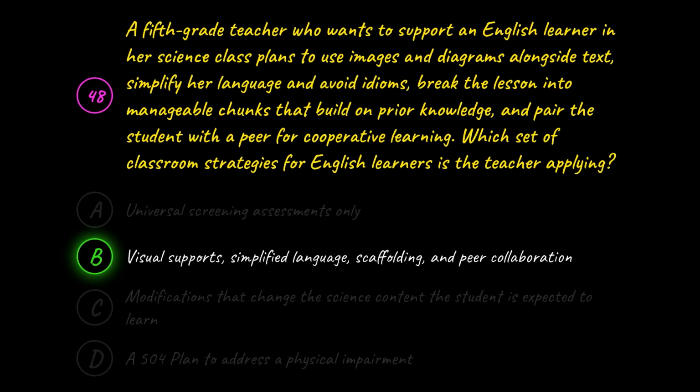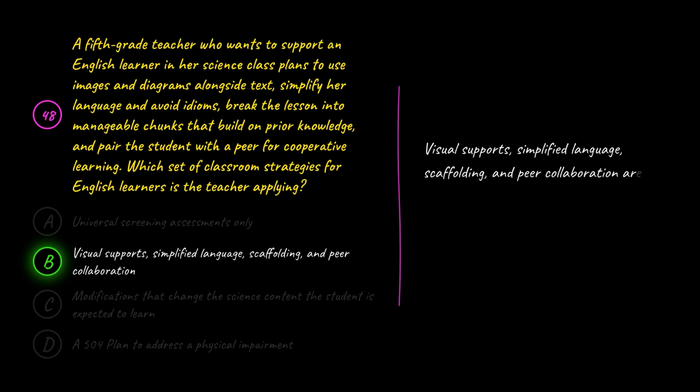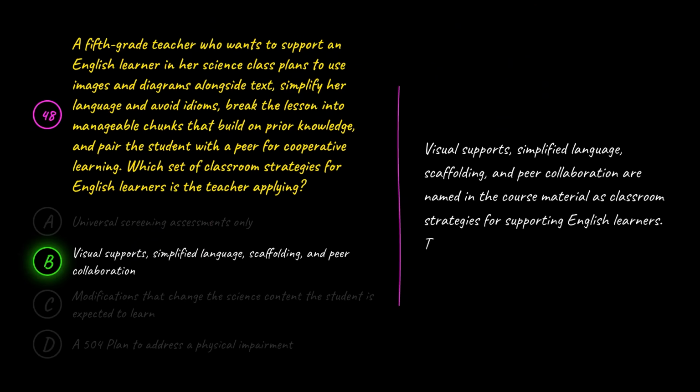The correct answer is B. Visual supports, simplified language, scaffolding, and peer collaboration. B is correct because visual supports, simplified language, scaffolding, and peer collaboration are named in the course material as classroom strategies for supporting English learners. The teacher is applying 4 of them at once.